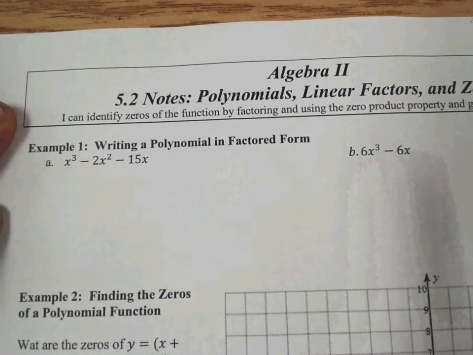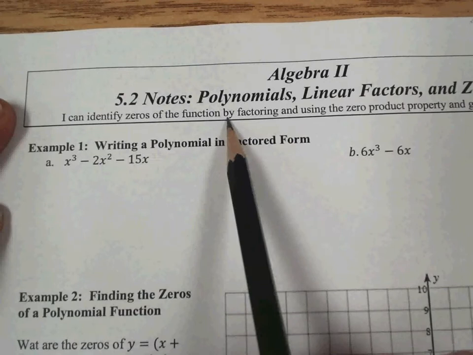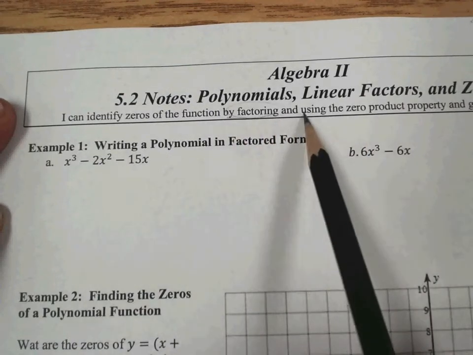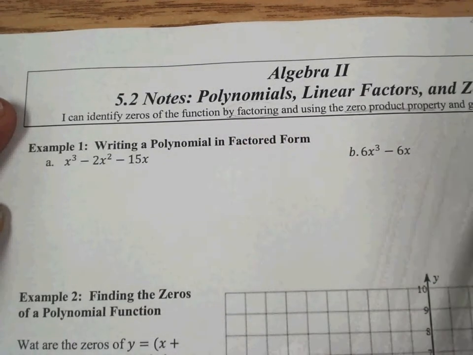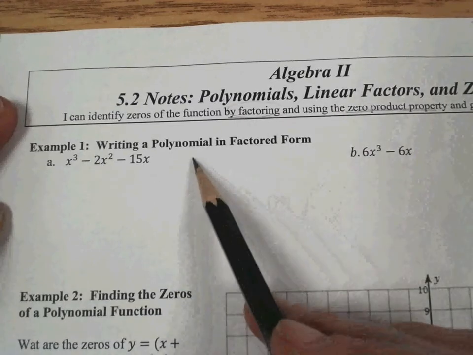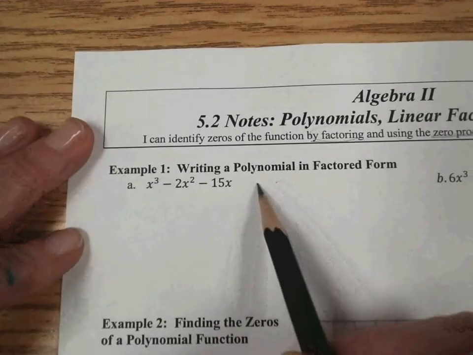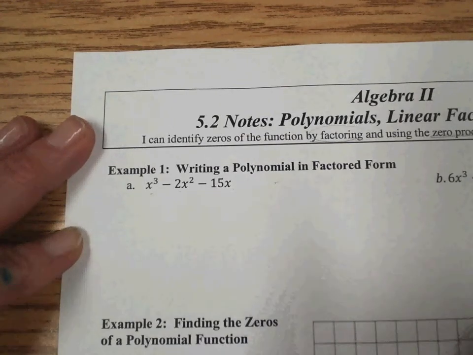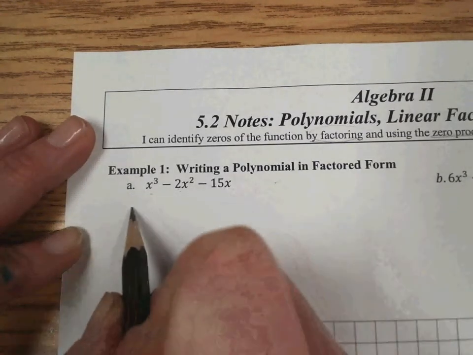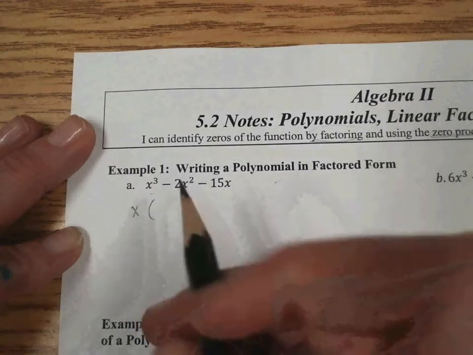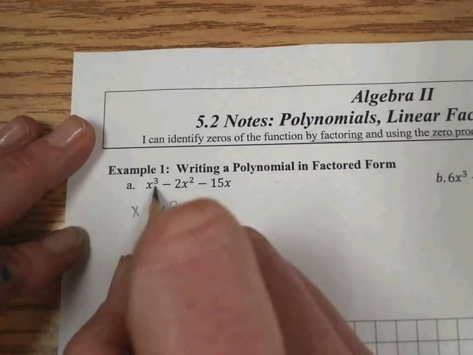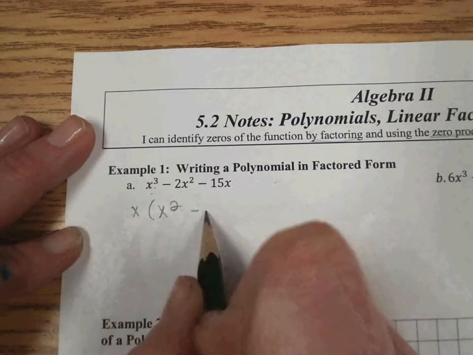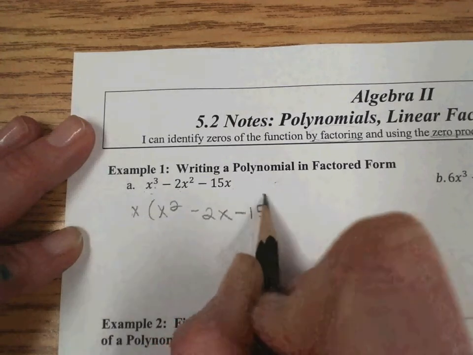This is lesson 5.2. I can identify zeros of the function by factoring and using the zero product property in the graphing calculator. So for example 1 here, we're going to practice factoring. This is the same kind of factoring we did in Unit 4. So first look for a common factor. Notice x is a common factor there. Dividing by x, we get x squared minus 2x minus 15.